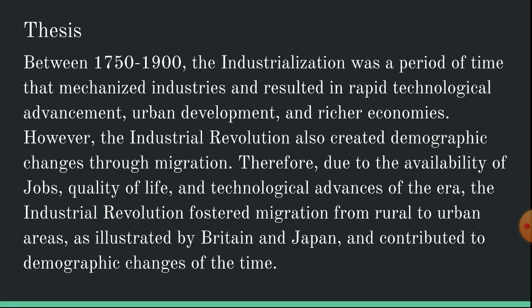Between 1750 and the 1900s, industrialization was a period of time that mechanized industries and resulted in rapid technological advancements, urban development, and richer economies. However, the Industrial Revolution also created demographic changes through migration. Therefore, due to the availability of jobs, quality of life, and technological advances of the era, the Industrial Revolution fostered migration from rural to urban areas, as illustrated by Britain and Japan, and contributed to demographic changes of the time.